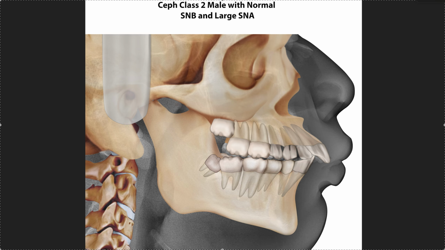Today we're going to talk about that kind of one-off situation when you have a patient who's clearly class 2, but the class 2 is not due to a small mandible, a small lower face. It is due to a large mid-face.